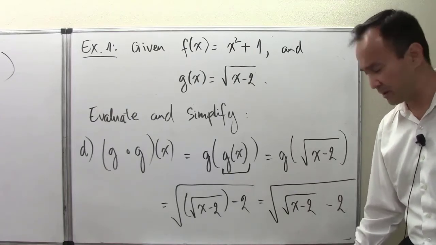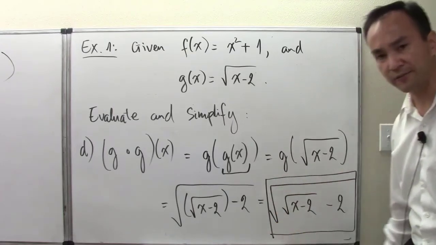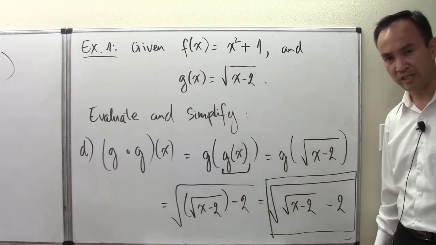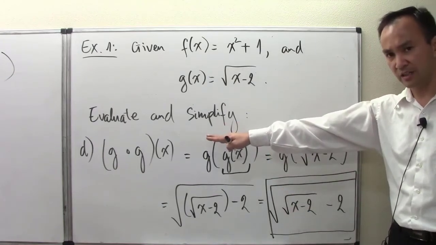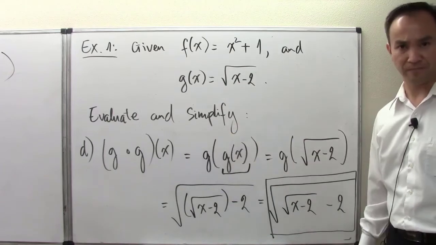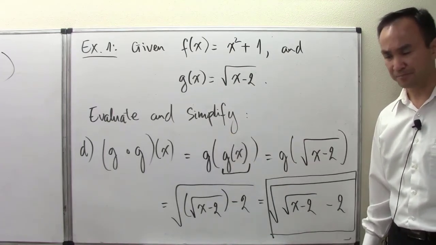And ladies and gentlemen, this is about the dead end of our problem. We're about at its most simplified form already. Nothing else can be done. And so that's how we evaluated and simplified g of g. It all depends on the way our function is set up.